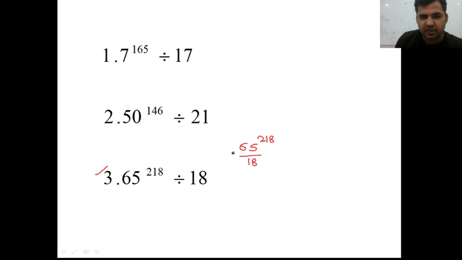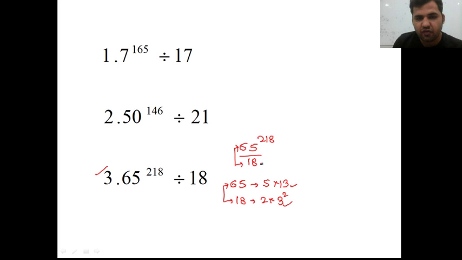Check the condition first. These two numbers, 65 and 18, should be co-prime with each other. Whether they are co-prime with each other, yes, they are co-prime. How would you get to know they are co-prime? Because if you do the factorization, 65 is 5 into 13 and 18 is 2 into 3 power 2. You can see that none of the prime factors is common. So that means 65 and 18 are co-prime with each other.